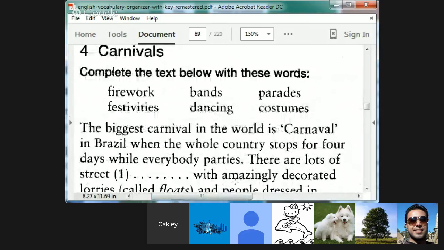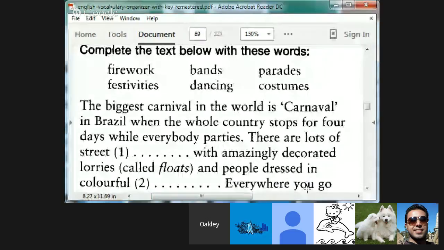Let's talk Carnival here. We've got just a couple of minutes. Let's see if we can zip through this. Okay. All right. JR is gone. Okay, Leonardo. Filling in the blanks. Go ahead and read.